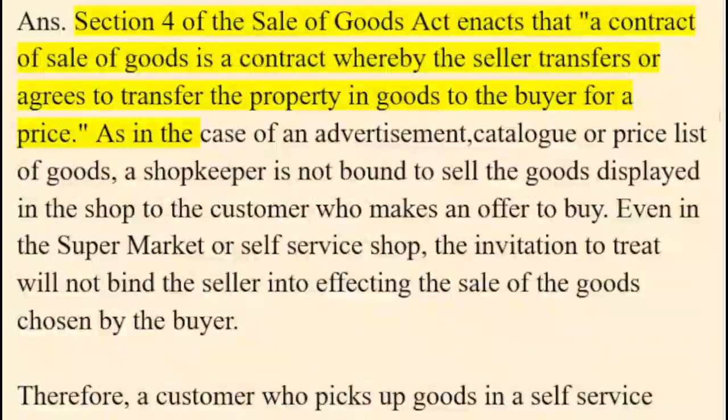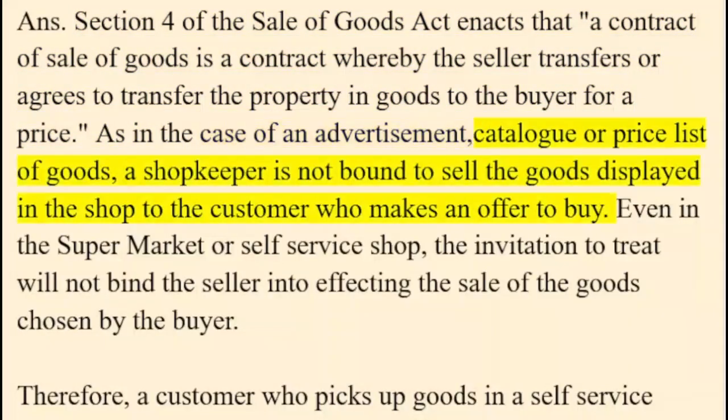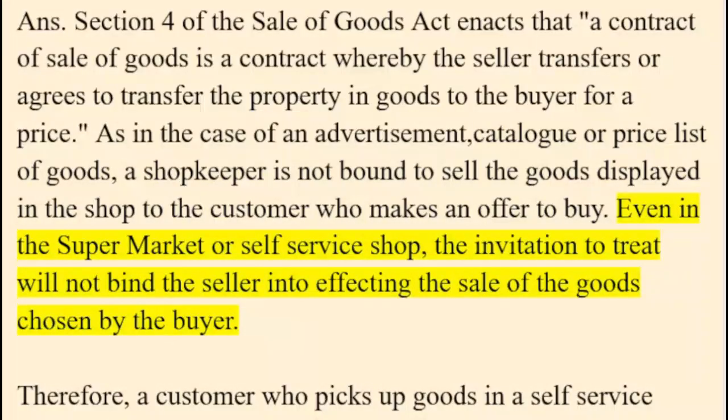Section 4 of the Sale of Goods Act enacts that a contract of sale of goods is a contract whereby the seller transfers or agrees to transfer the property in goods to the buyer for a price. As in the case of an advertisement, catalogue or price list of goods, a shopkeeper is not bound to sell the goods displayed in the shop to the customer who makes an offer to buy. Even in the supermarket or self-service shop, the invitation to treat will not bind the seller into effecting the sale of the goods chosen by the buyer.